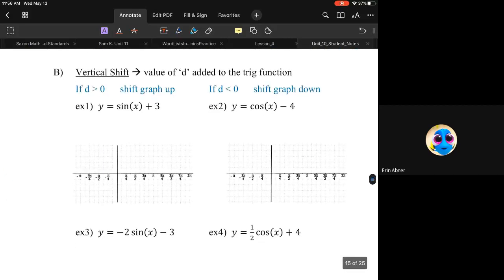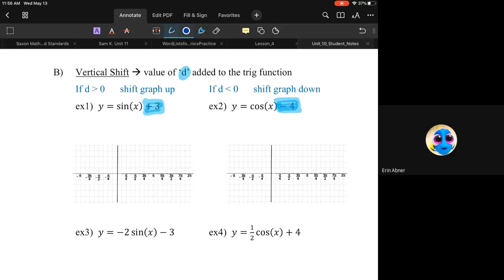So looking at our vertical shift, this is going to be that up or down, and it's based on this D term here. So our D term is the plus or minus here on the end. Okay, so we're going to be looking at that. So if D is greater than 0, you shift up. If D is less than 0, then you shift down.